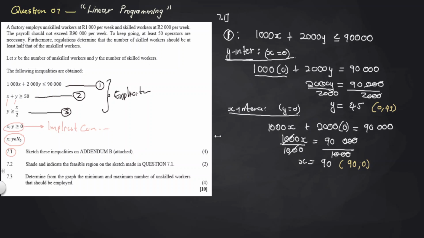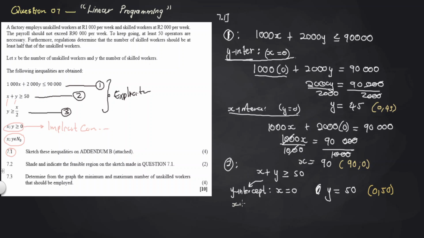Okay, and then for the next constraint, constraint number 2, we have x plus y greater or equal to 50. By simplifying this, we get the y and the x intercept as well. So for the y-intercept, you repeat the same process as above, right? You let x be 0. By letting x be 0, your y is going to be equal to 50. So the coordinate is going to be 0 and 50.